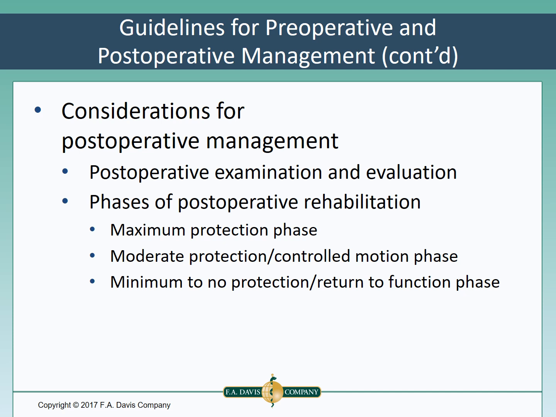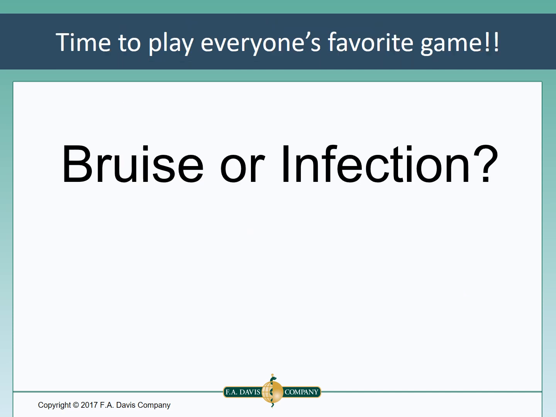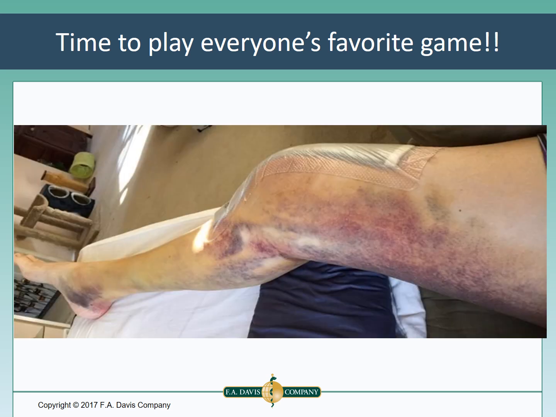So one of the complications we can potentially have is, well, we've got to play everyone's favorite game: is this a bruise or an infection? Here's somebody that's post-op. That joint looks like it's probably warm. It's definitely swollen. Look at all that bruising. Is that infected, or is that just the natural healing that's going to happen? They just had the surgery. We know it's going to be warm. We know there's going to be fluid in there. This is normal bruising that we'd actually see from somebody.